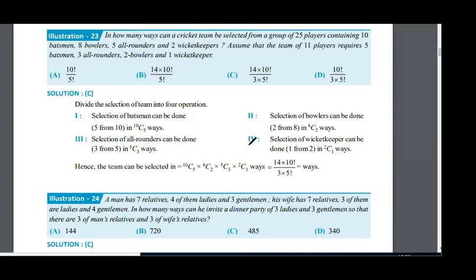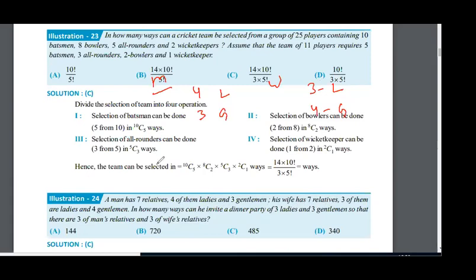Okay, everyone, very good. Now let's see question 24. Again, the same thing. A man has 7 relatives, 4 ladies, 3 gents. His wife also has 7 relatives, 3 ladies and 4 gents. In how many ways can they invite to a dinner party 3 ladies and 3 gentlemen, so that there are 3 of man's relatives and 3 of wife's relatives. Now, this is very interesting, very good question.